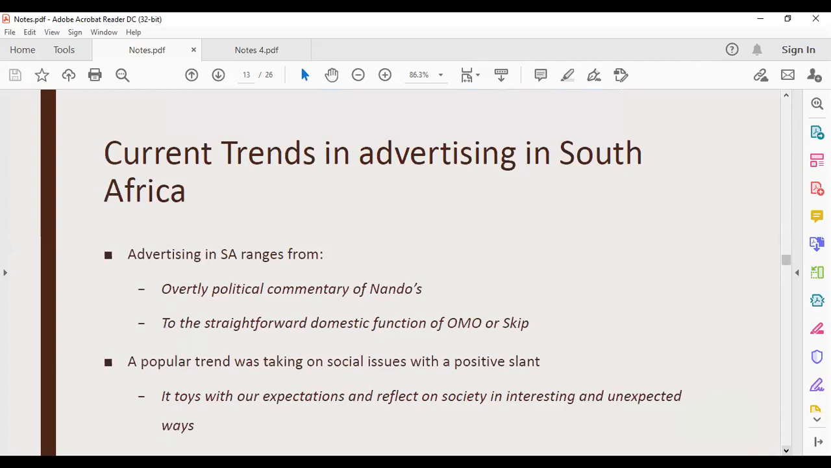So the current trends in advertising in South Africa. Advertising in South Africa ranges from overtly political commentary of Nando's to the straightforward domestic function of an Omo or Skip advertisement. Okay, so I want us to watch this advertisement. So they are saying advertisements that we have in South Africa can be just straightforward advertising. They're just advertising a product or a brand. Then we have those with a political communication. It's an advert for a product, but it also has an overt political commentary in that particular advertisement. Okay, so let's take a look at this advert. Okay, this is a Nando's advert.